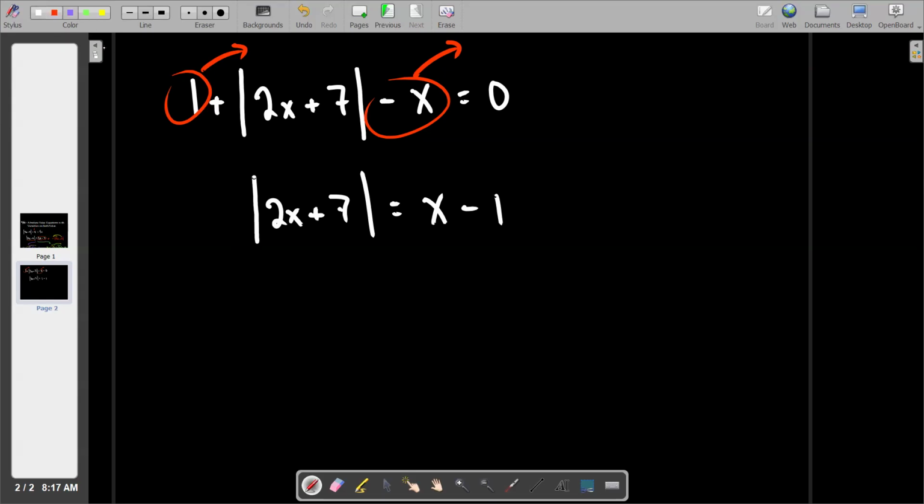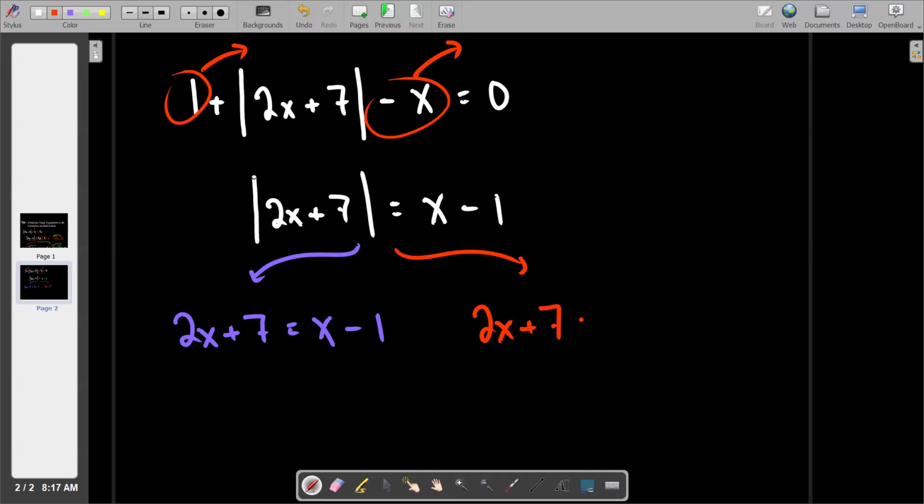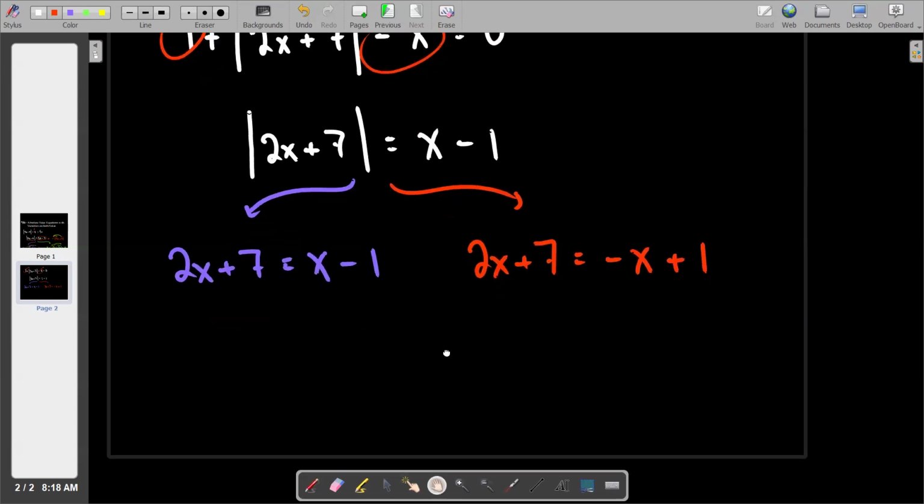So let's write our 2 equations. One of the equations says, hey, stuff inside, maybe you equal exactly what I see. The other equation says, hey, stuff inside, maybe you equal the entire opposite of what I see. And what would be the opposite of the right side? Nice, negative x plus 1. And now we're just, you know, business as usual.